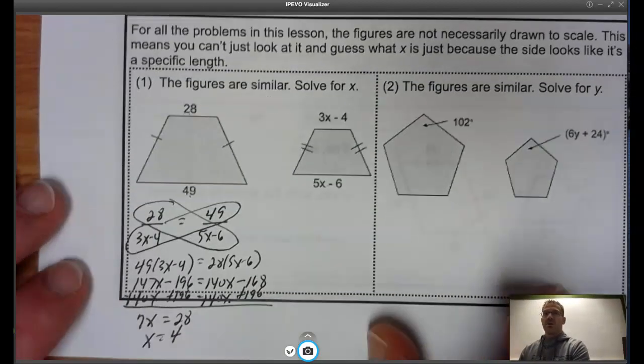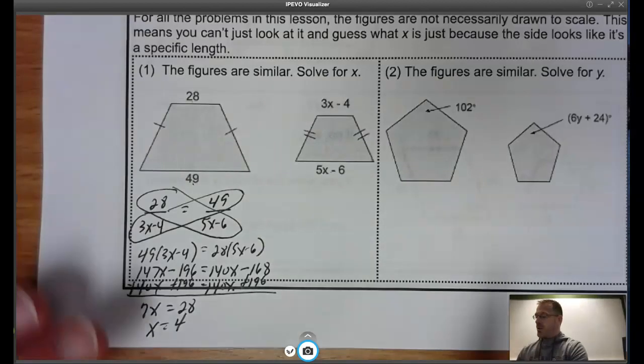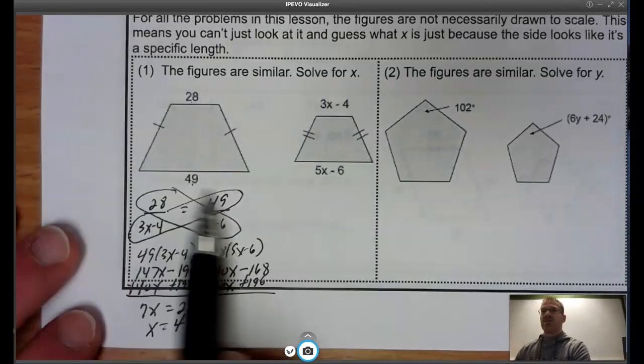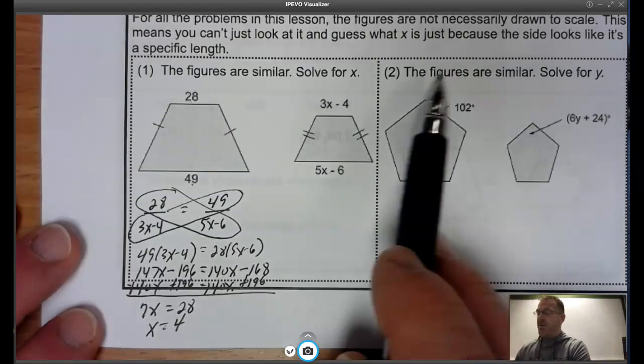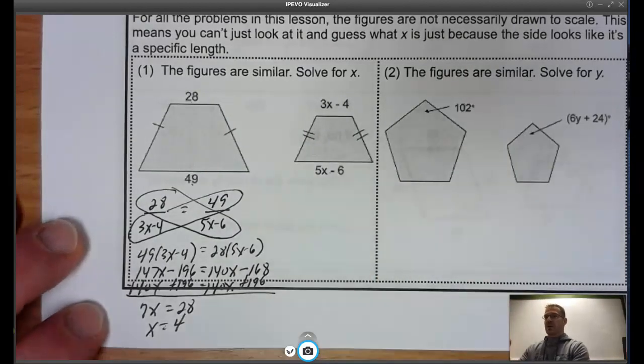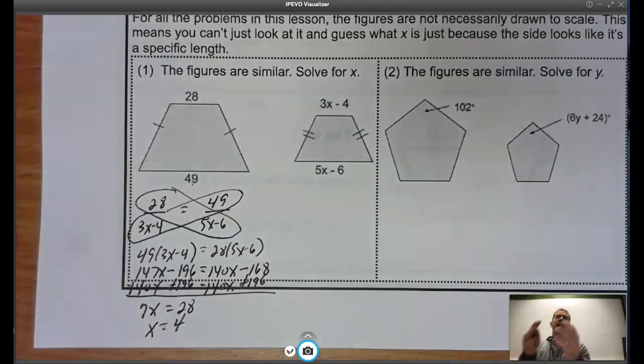All right, so notice, if we know they're similar, we want to use the appropriate property to set up the relationship and solve. Same thing here. Notice now, though, instead of having information about sides, I have information about angles. And we know the figures are similar. So you have to know the figures are similar, and then you have to know, am I working with sides which are proportional, or am I working with angles which are congruent?